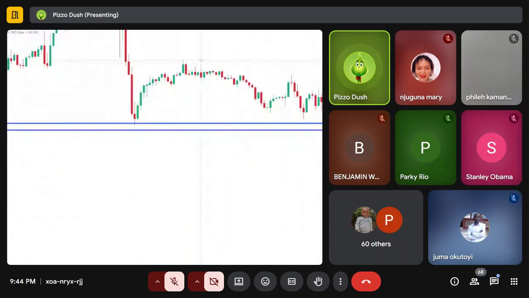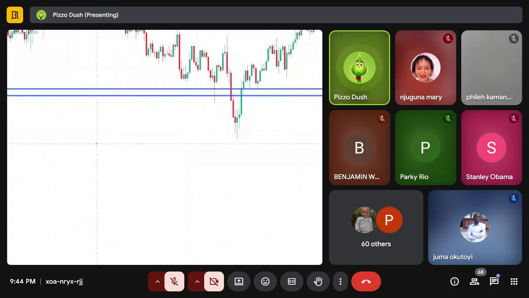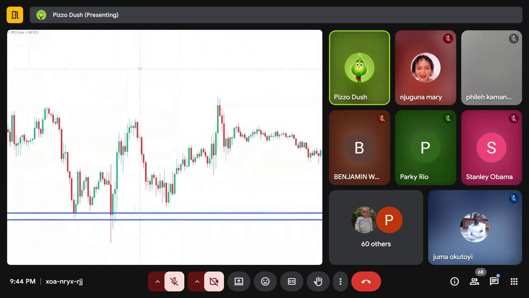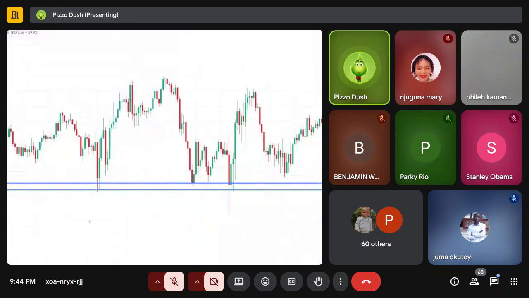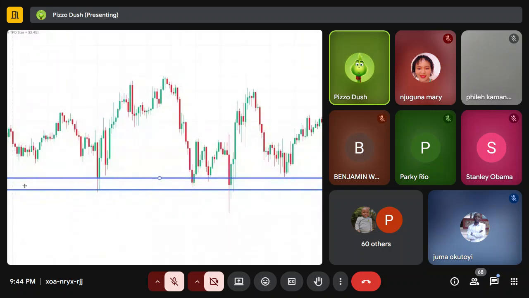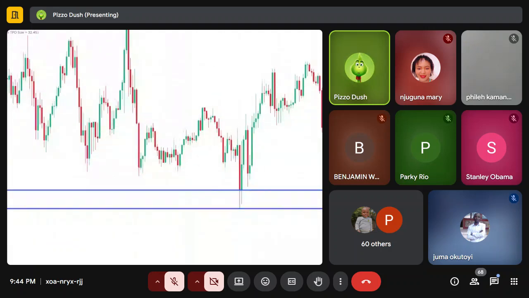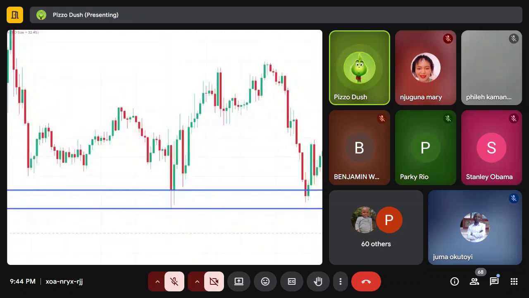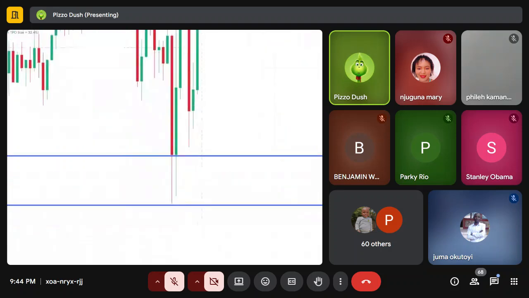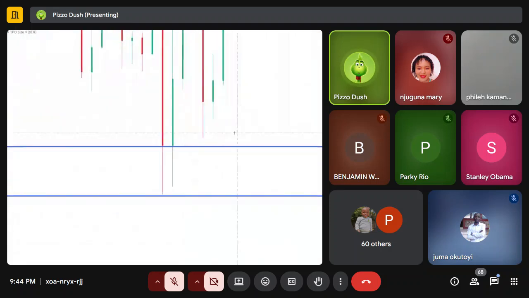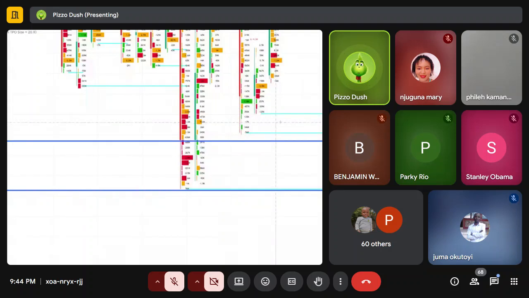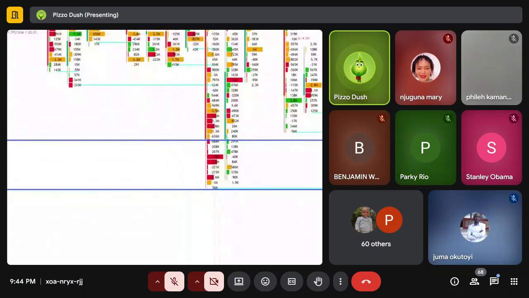So tunaangalia uzuri wa liquidity sio kama order block, tunaangalia only 2 weeks, 2 weeks only. Ndio inatusaidia tu kujua genuine liquidities like this one here. You see there and there. So we're going to look for the trapped sellers, not buyers, only sellers, trapped sellers. And you can see that was very genuine.